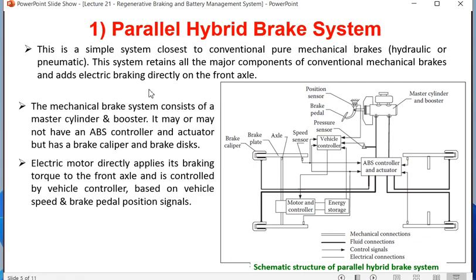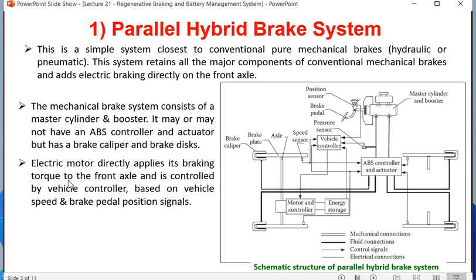There is a mechanical brake system which consists of a master cylinder or booster, this one. It may or may not have an ABS controller. So the ABS controller is there in the high end vehicles, but nowadays almost all vehicles have ABS controllers. This book was written long back. At that time ABS was a fascination, but now ABS is a necessity. So it may or may not have an ABS controller, you should not write that. You should always write that the vehicle must have an ABS controller. An actuator, but has a brake caliper and brake discs.